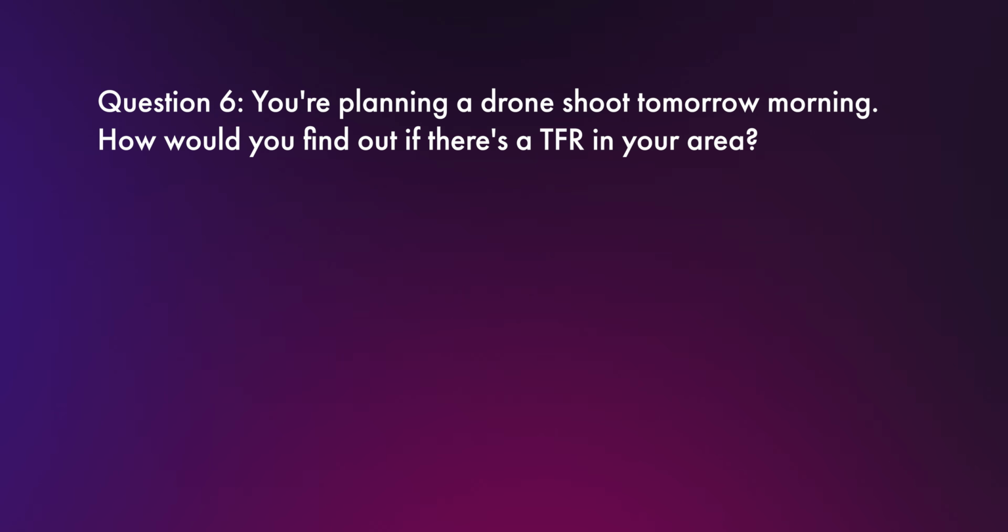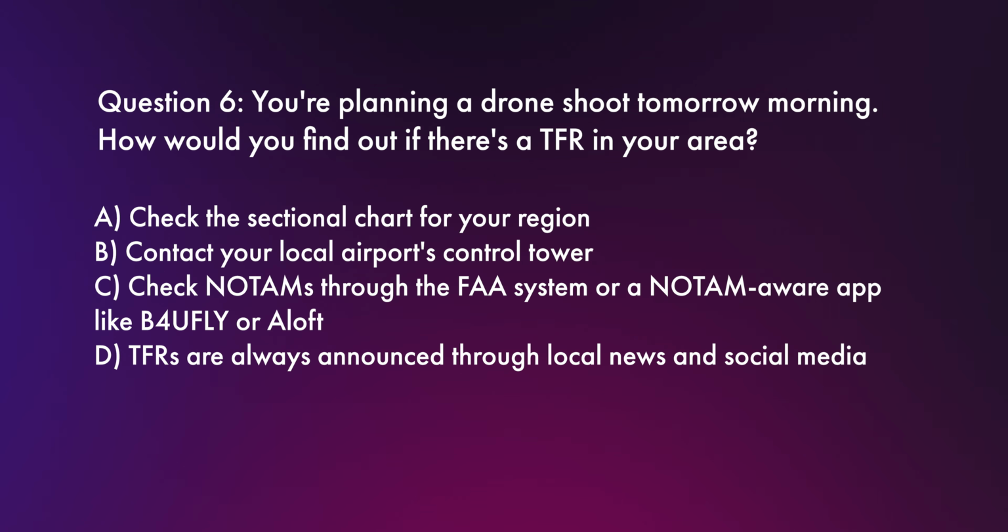Question 6. You're planning a drone shoot tomorrow morning. How would you find out if there's a TFR in your area? A. Check the sectional chart for your region. B. Contact your local airport's control tower. C. Check NOTAMs through the FAA system or a NOTAM aware app like Before You Fly or Aloft. D. TFRs are always announced through local news and social media.